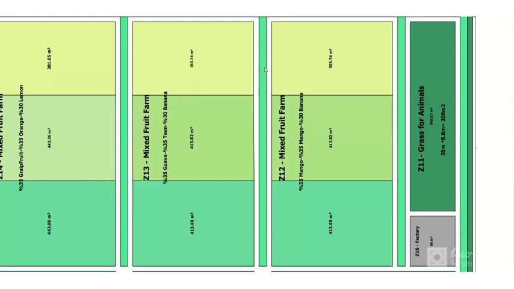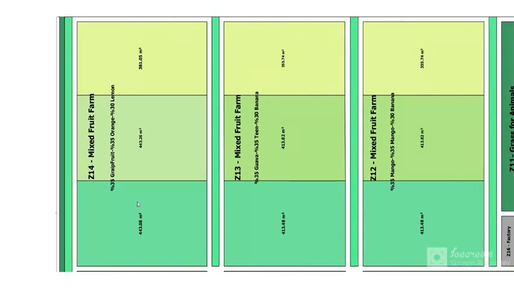As we see here, this is 30% for banana and this is 30% for banana. Why? Because the banana have a good revenue on our market, and also mango. As you see here, we made a large size of mango, and also you can put mango on zone 1 here, because mango have good revenue on our market, and also banana.